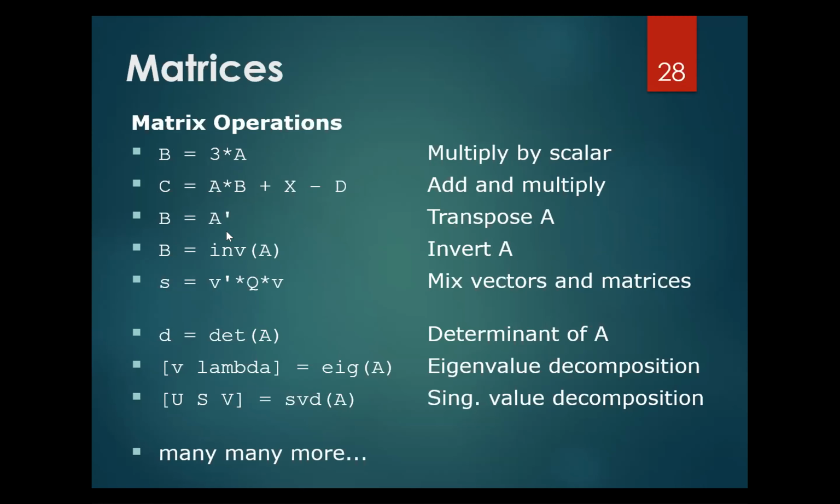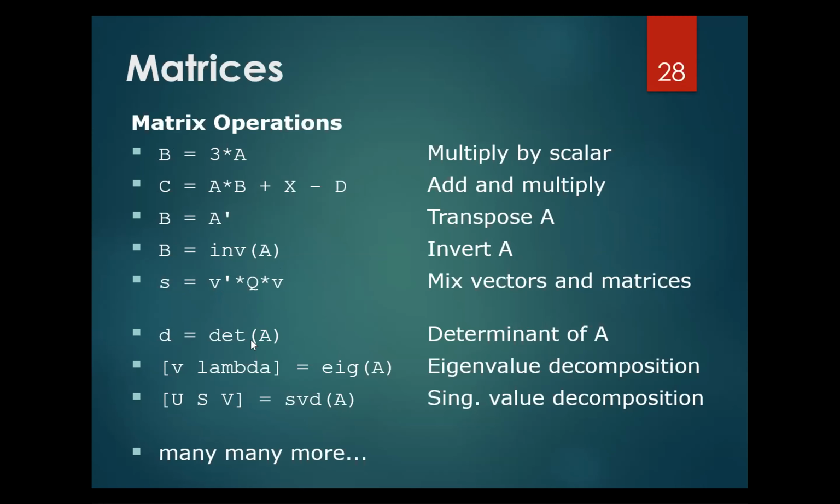If you want the transpose, you say A, then an apostrophe. If you want the inverse, you say inv of A. If you want to multiply a matrix by a vector, you can do that. Positive definite matrices and the rest, you can use it.